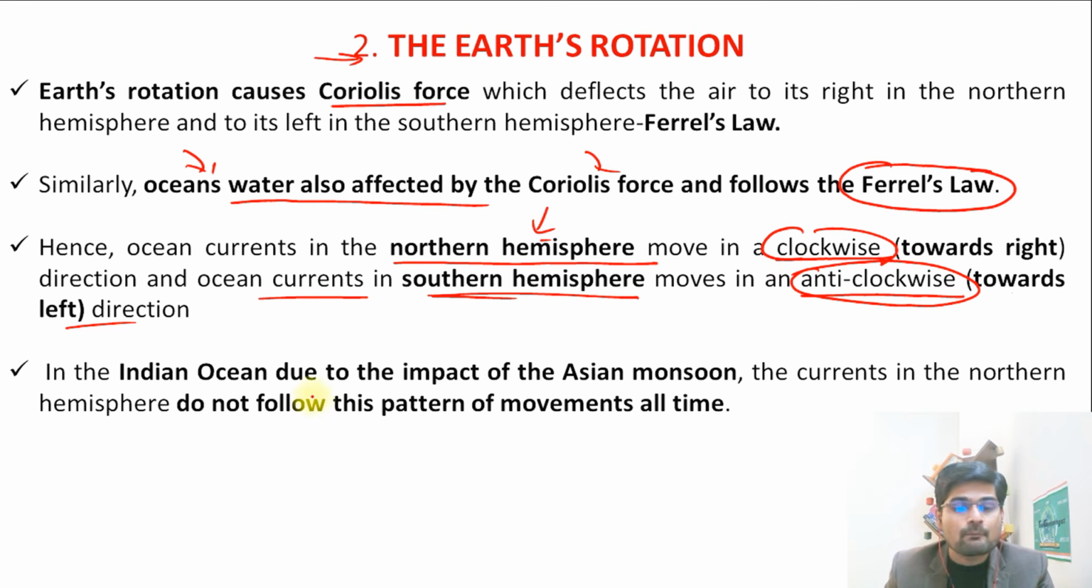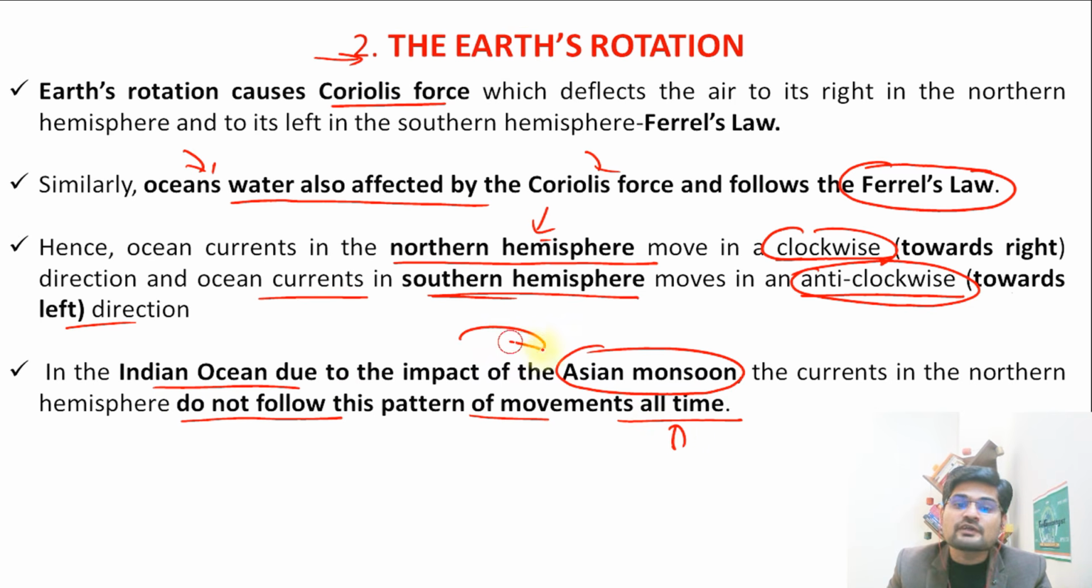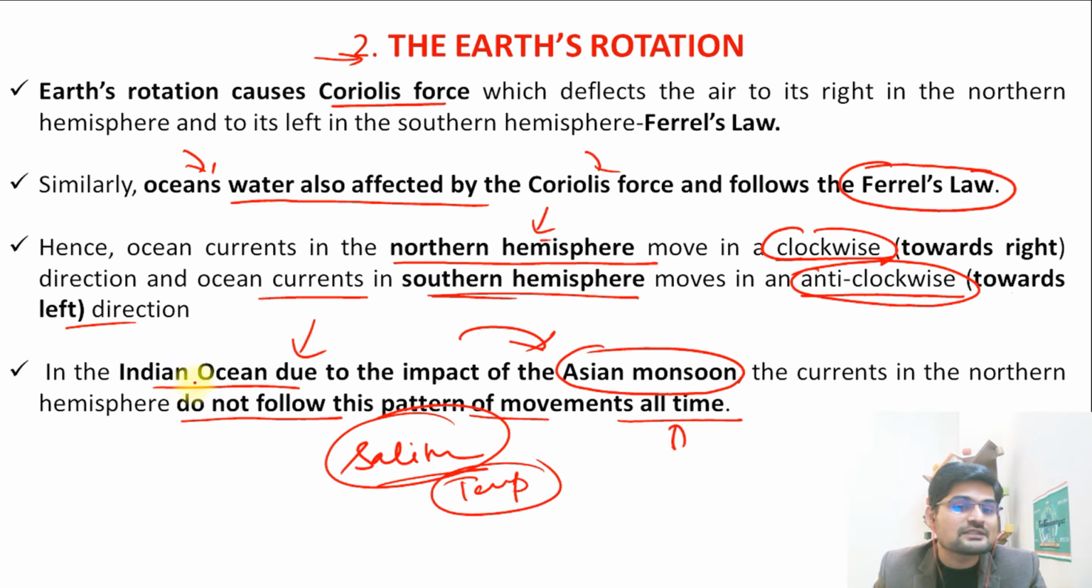For these ocean currents. But remember, in the Indian Ocean, due to the impact of the Asian monsoon, as we know, the currents in the northern hemisphere do not follow these patterns of movement all the time, only because of the freshwater addition, and then there is salinity as well, and the temperature as well. All these changes happen, and there are certain anomalies found in the Indian Ocean. They do not follow the pattern that is usually there in the larger part of the northern and southern hemispheres.